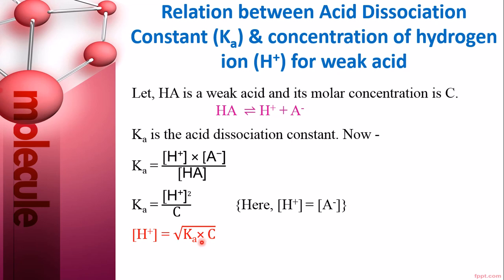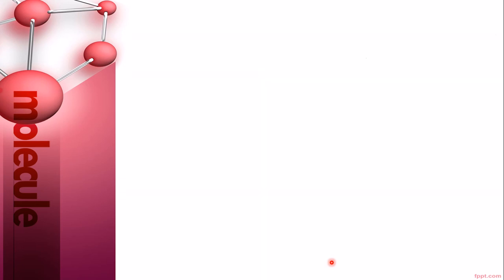Now if you want to derive an equation for a base, that means the value of hydroxyl ion, you will get the same thing: hydroxyl ion concentration equals root over Kb into C. From all these equations, now we will solve some problems.